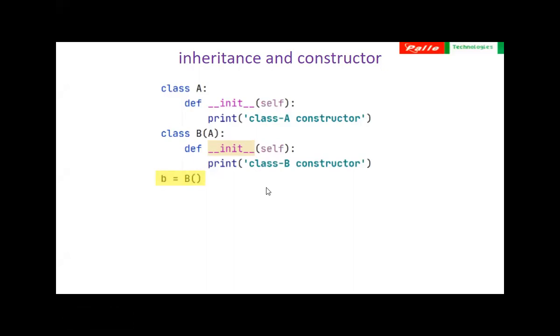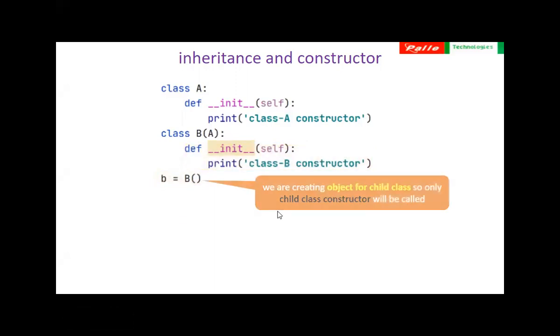Is it clear? Okay. That means what will be the output then? So, class B constructor. Okay. So remember, we are creating an object for the child class, so only the child class constructor will be called.